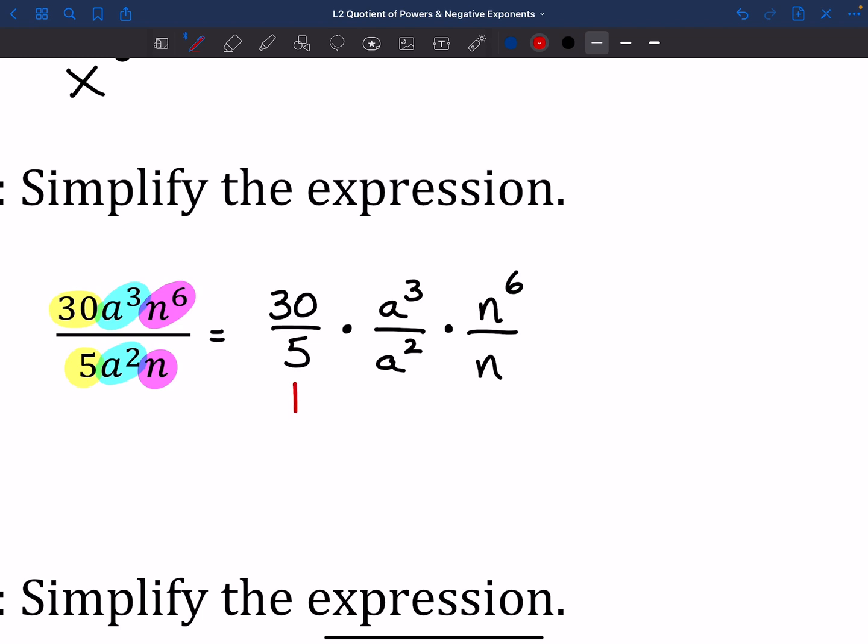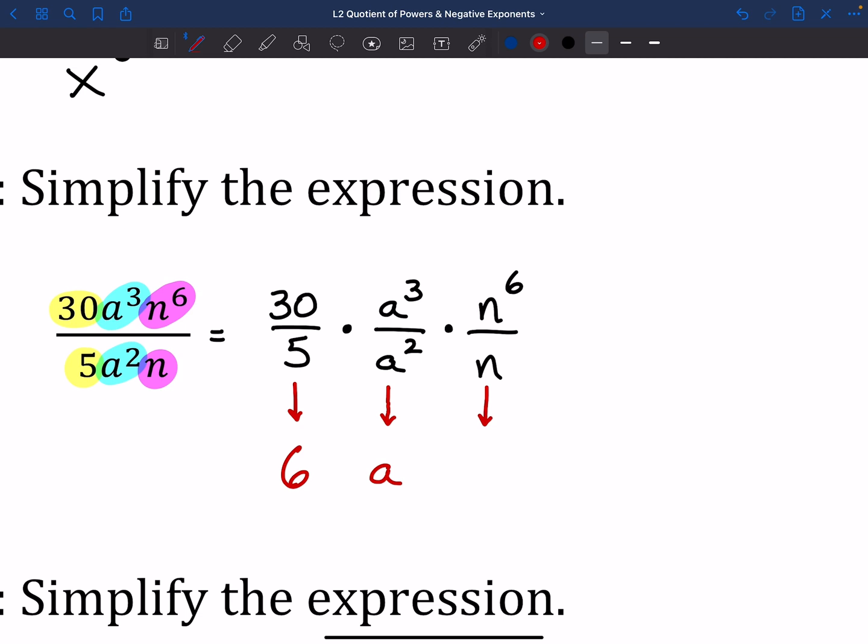So 30 divided by 5, that's going to give us 6. A to the third divided by a squared, using that rule that we were just working on, is going to leave me with a single a. I could write a to the first. Much like a lot of ones in math, that one often won't be there. It's assumed that if we have an a, there is one a there. We don't really write the 1 that often.